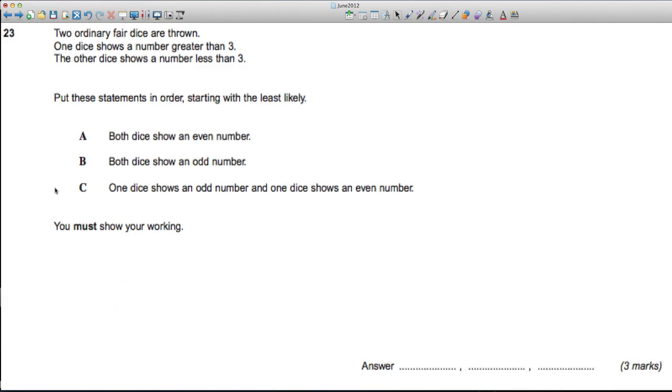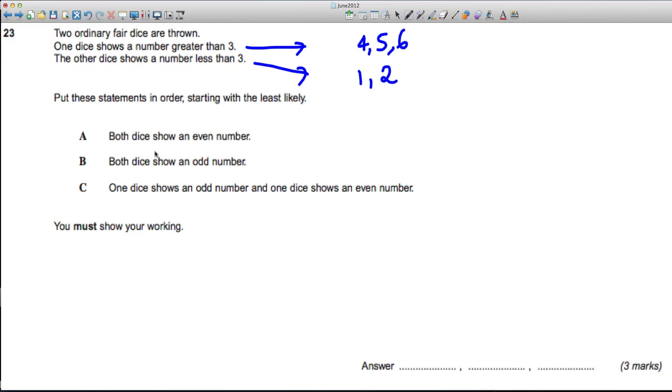Okay, question 23. Two ordinary fair dice are thrown. One dice shows a number greater than 3. So if it's a fair ordinary dice, the first dice either shows 4, 5 or 6, right? And the other dice shows a number less than 3, so it's either 1 or 2. Okay, strictly less than here. Put these statements in order starting with the least likely.